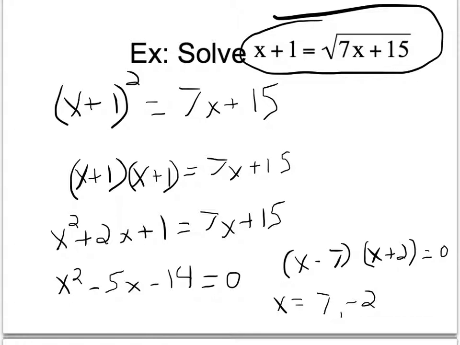If we use our negative 2, plus 1 is negative 1. Okay, so we have negative 1 on one side, and then equals the square root of 7 times negative 2, which would be negative 14, plus 15 is 1. Negative 1 does not equal 1. So therefore, negative 2 is our extraneous solution, and 7 is our answer.